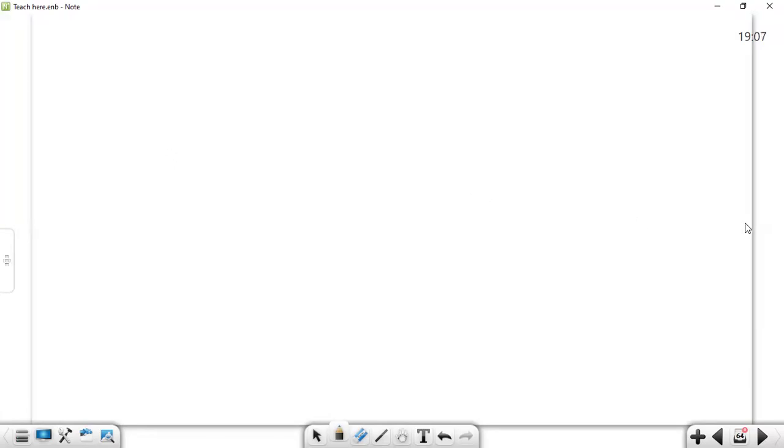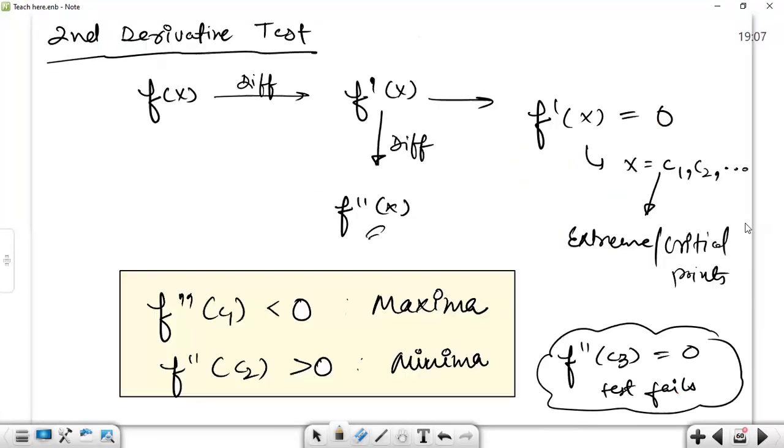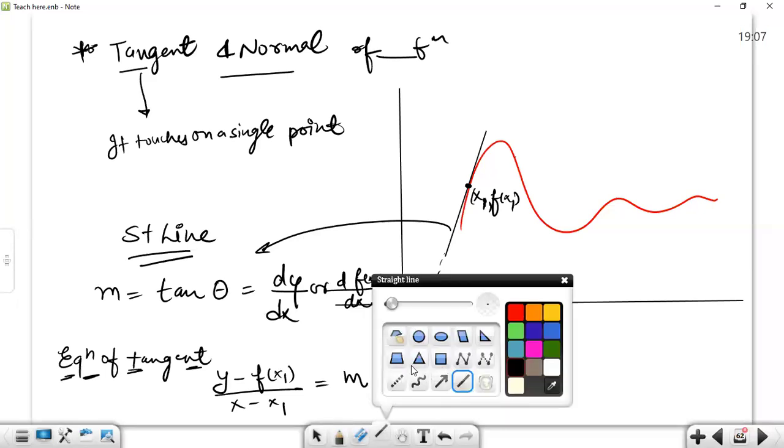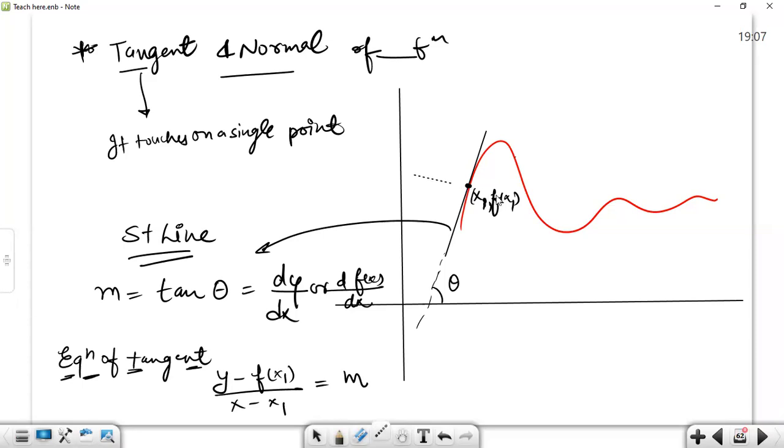And what is a normal? In the same way, we can understand that a normal is basically a straight line passing through the tangent point perpendicularly. It is always perpendicular to the tangent. Normal is always perpendicular to tangent. This is the normal and this is the tangent.